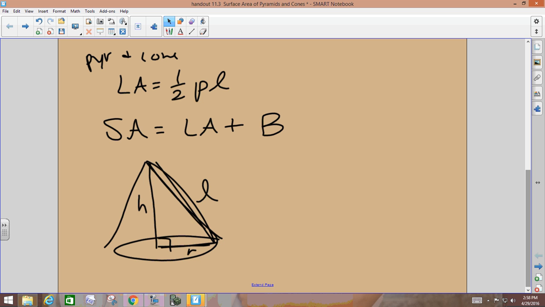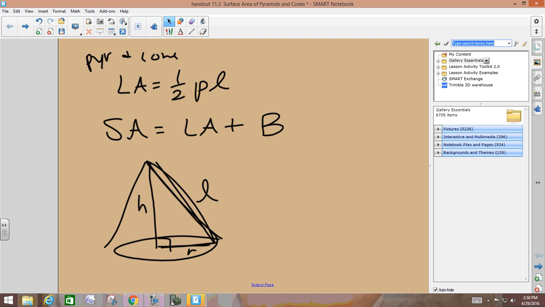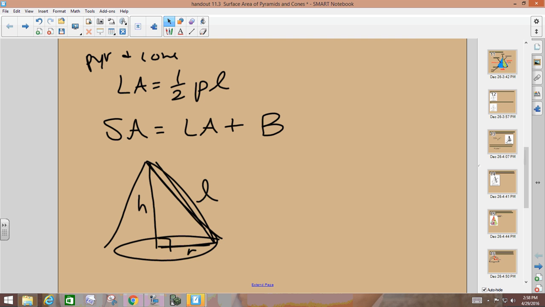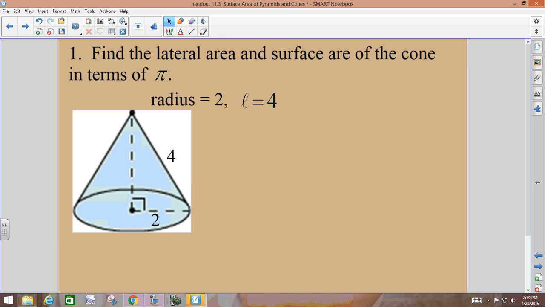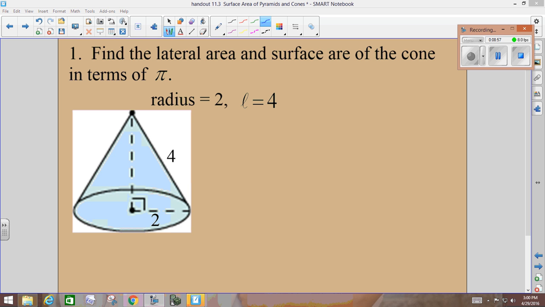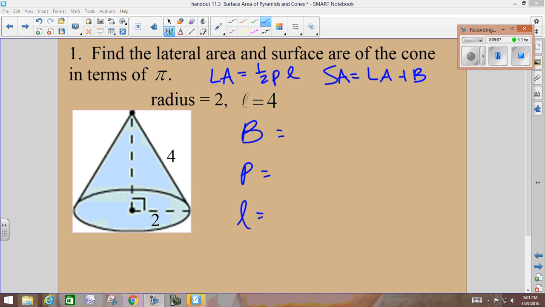Go down 2/3 of the way down to number 1 and answer that one. Find the surface area of that cone. Lateral area and surface area. All right. Lateral area for a cone, 1/2 PL. Surface area is the lateral area plus 1 base. So big B, P, L. They give us the slant height. It's 4. I don't have to use your Pythagorean theorem. Gracie, how do I find P, the perimeter? You do 2 pi. Good.